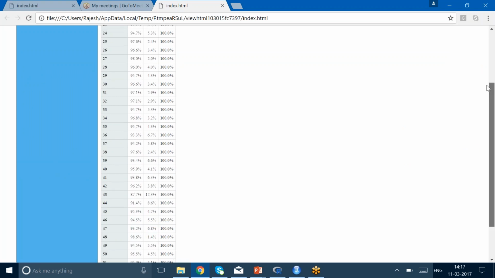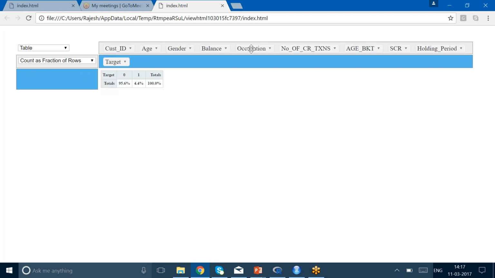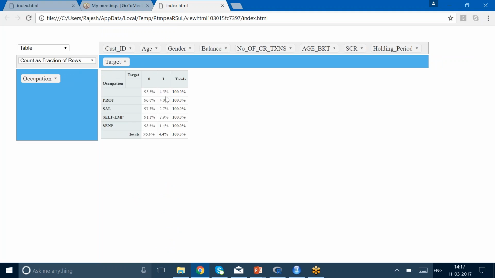Let us take another category now. Instead of age, let me take something else, occupation. Now when I see occupation, there are 5 categories. One of the categories is missing, and in that, 4.5% of the customers have taken the offer. There is a second category which is professional, 4%, salaried 2.7, self-employed 8.9 and self-employed non-professional only 1.4.